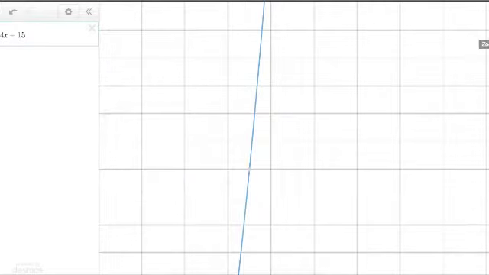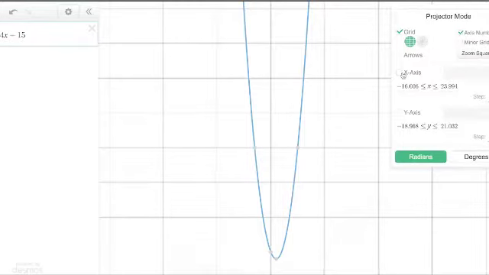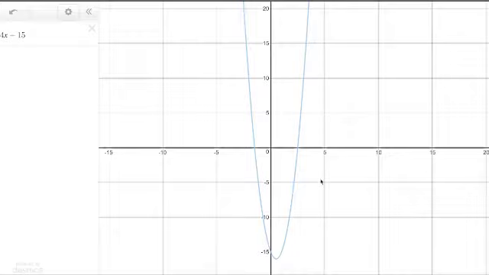Again, the degree is 2. That tells me that it's going to be a parabola. We factored this. We said 2x plus 3 and 2x minus 5 are the factors. We solved those for x, and we found that x is negative 3 halves and x is positive 5 halves. Let's see if my graph verifies that.